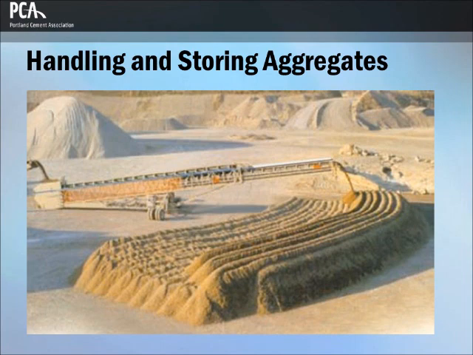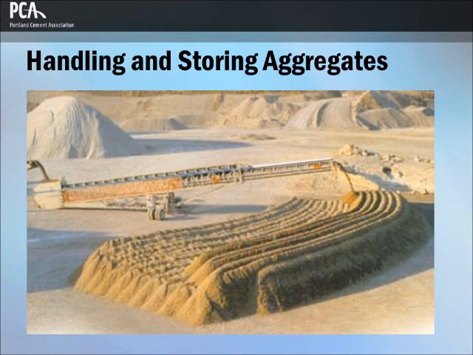Aggregates should be handled and stored in a way that minimizes segregation and degradation, and that prevents contamination by deleterious substances. Stockpiles should be built up in thin layers of uniform thickness to minimize segregation. Crushed aggregates segregate less than rounded aggregates, and larger size aggregates segregate more than smaller sizes. To avoid segregation of coarse aggregates, size fractions can be stockpiled and batched separately.